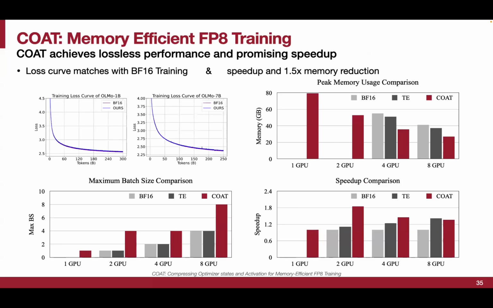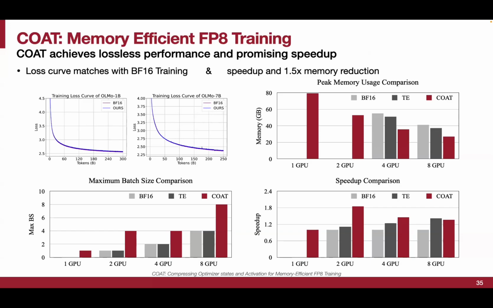And here are the results. The convergence is very good for both language models and also visual language models. We tested all the way to 300 billion tokens, and this is the speedup and also the memory consumption reduction.